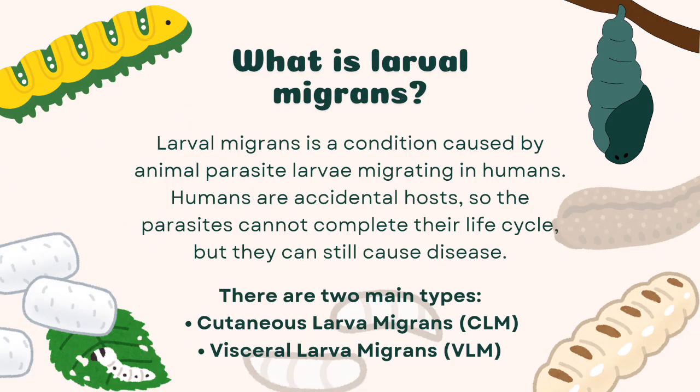So, what exactly is larval migrans? It happens when parasite larvae from animals accidentally enter the human body. Humans aren't their natural host, so the parasites can't fully grow, but they can still cause irritation and disease.